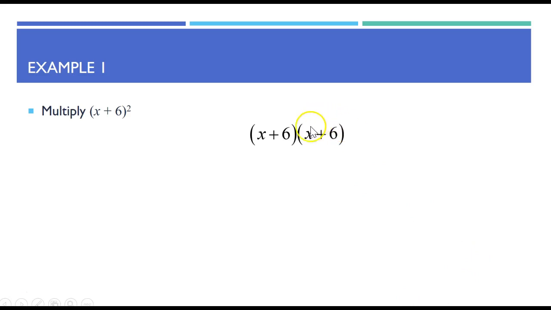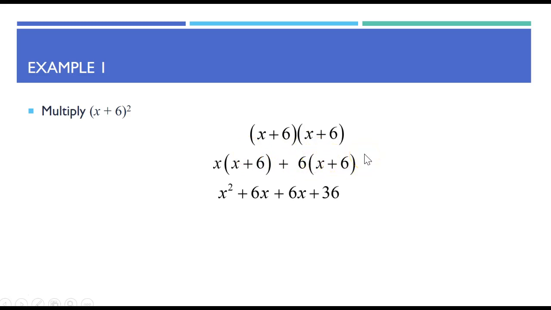I'm going to first start by distributing the x plus 6 first to the x, and then the x plus 6 to the 6. From here, we're doing distribution twice more, the x times the x, and the x times the 6, and then the 6 times the x, and the 6 times the 6. Look for your like terms to combine, and our final answer is x squared plus 12x plus 36.